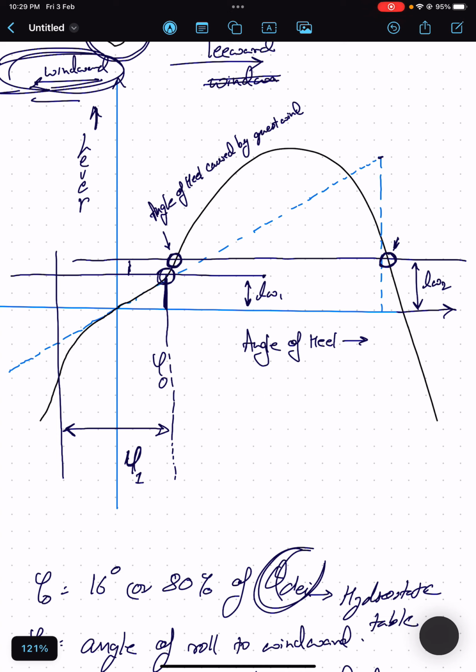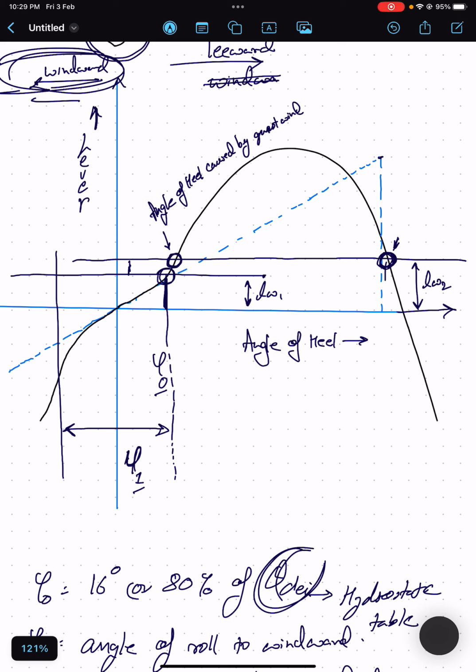Gust wind. And this second intercept, we already know we have got our phi 0, we have got phi 1. So what comes next? Nope, not 2. We will call it phi C.